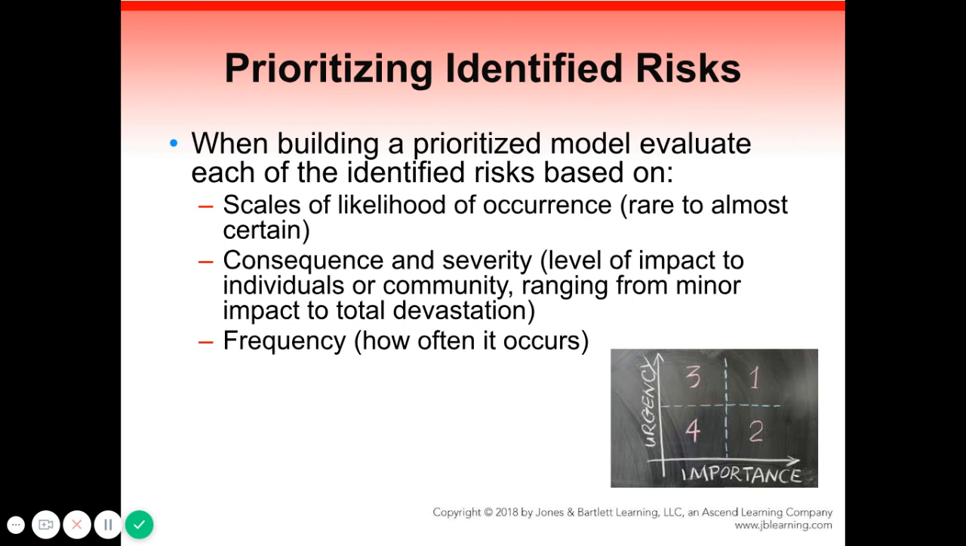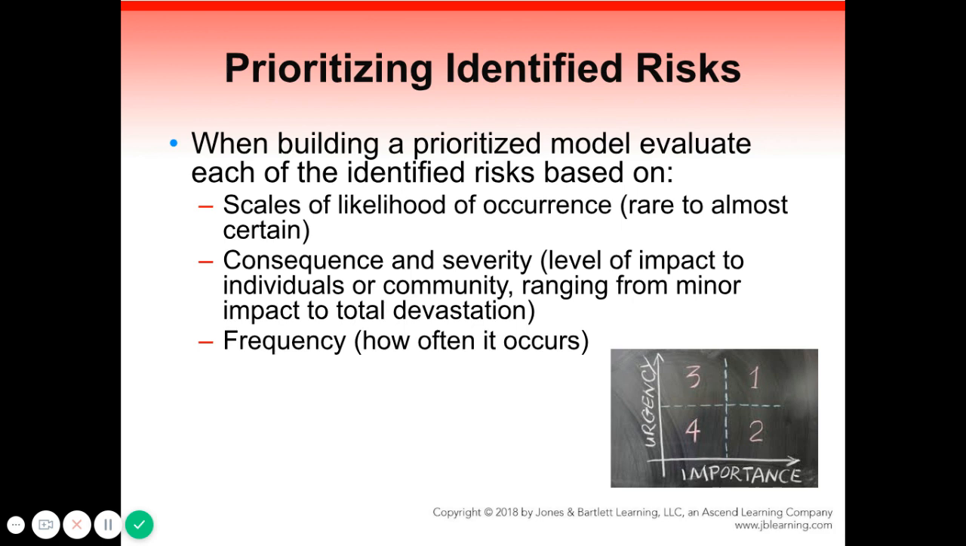Consequence and severity: the level of the impact to an individual or community, which could range from minor impact to total devastation. Think about some of those risks, especially the ones that we don't have control over, like hurricanes, those natural disasters. What's the severity? If you live out on the coast in some communities, those natural disasters might be a higher priority for your community versus someone more inland like I am, where my district is on the I-85 corridor. We see hurricanes, but the severity is not as bad as in other communities.